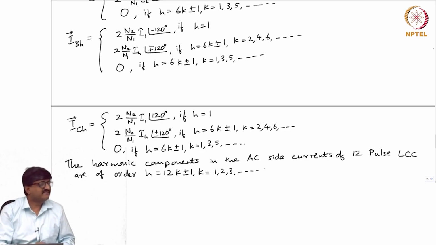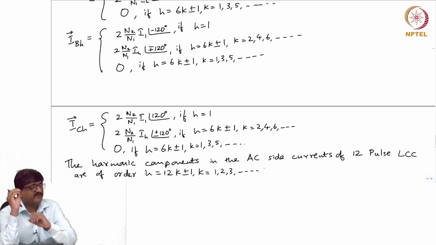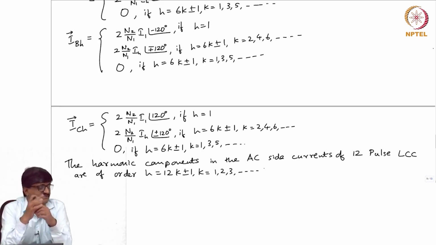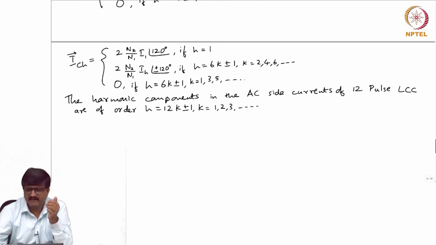What about the DC side? Let me take the simple case of constant current on the DC side, then there is no question of harmonics in the current. But what about voltage? Voltage has harmonics. Now, if you take the 6 pulse LCC, the voltage harmonics are of order what? The DC side voltage harmonics are of order 6K. Now, what do you expect for the 12 pulse LCC? 12K. It can be proved, of course.